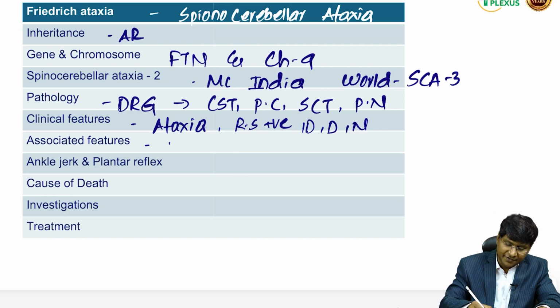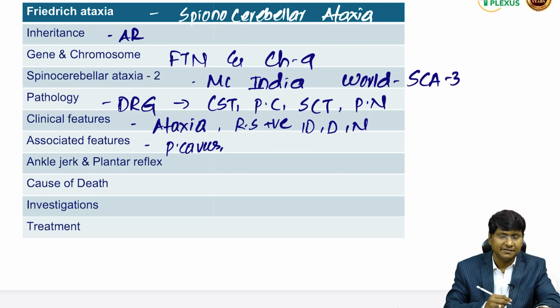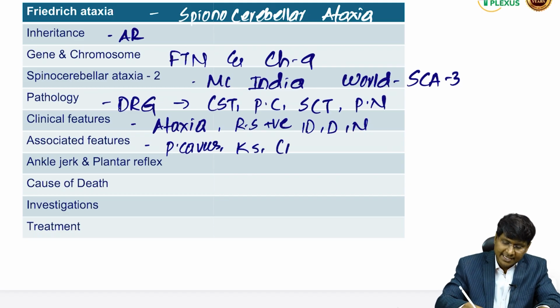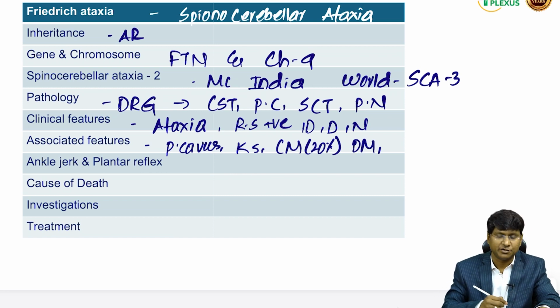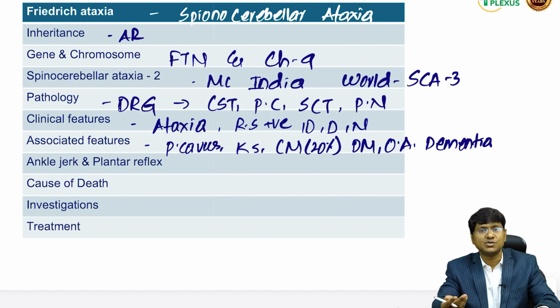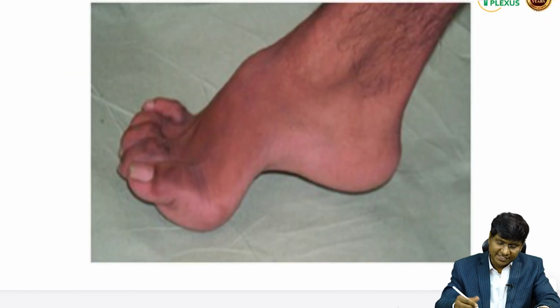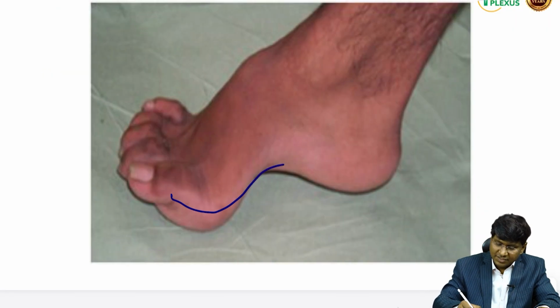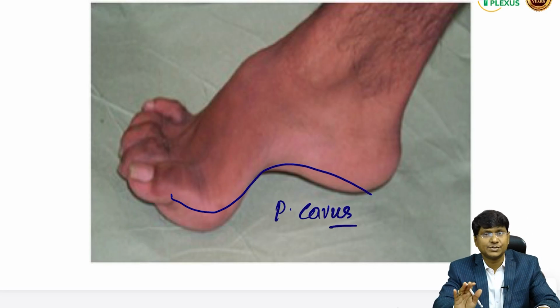The associated features these patients will have are the presence of pes cavus, and also kyphoscoliosis. Cardiomyopathy is present in almost 20% of patients. Diabetes mellitus is present in 20% of patients. There will be optic atrophy as well as dementia. These are the associated features in Friedreich's ataxia. And this is the high arched foot, so this is your pes cavus.